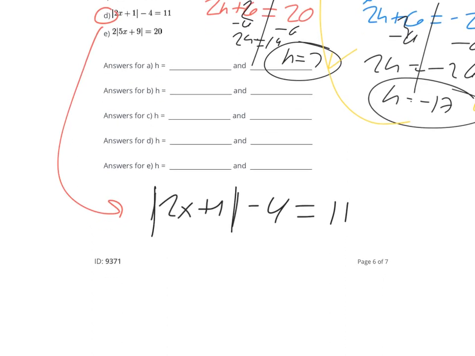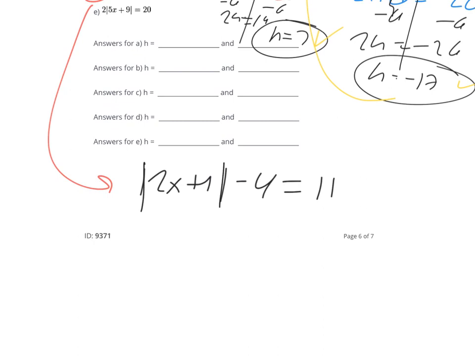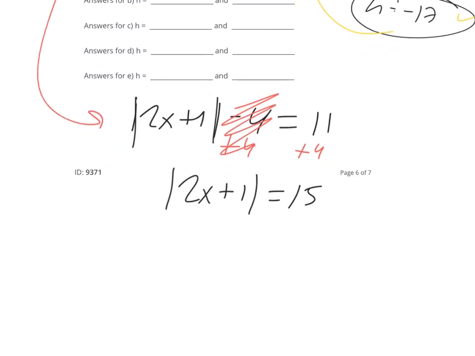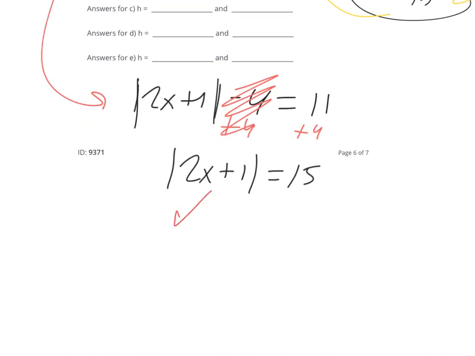Because in this problem, I can't break into the 2 cases right away. All the other ones, a lot of the ones above that, I could. But this one I can't because I actually don't have the absolute value by itself. I first need to add 4 to both sides. So now I have the absolute value of 2x plus 1 equals 15. And right now, I can break into my 2 cases, the red case and the blue case.